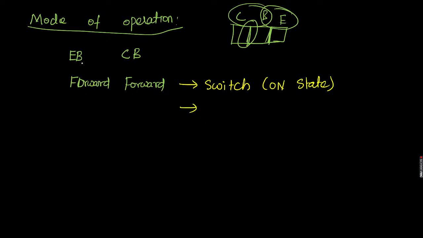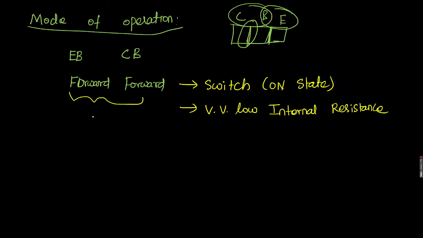Second thing, when both the emitter base junction and collector base junction are in forward bias, its internal resistance is very low. It has a very low value of internal resistance. That is the first case. So when both are in forward bias, this is called the saturation region. We are calling it the saturation region. First one is over. Let us move on to the second one.